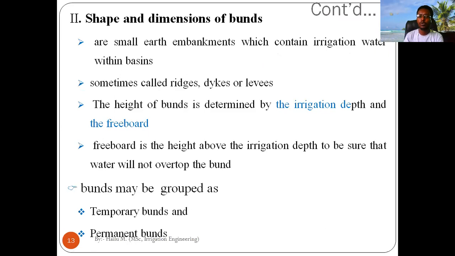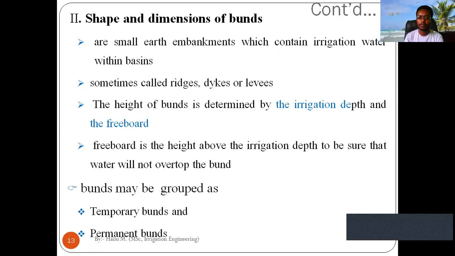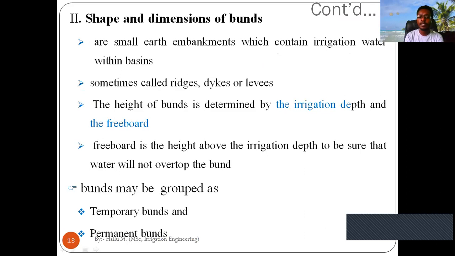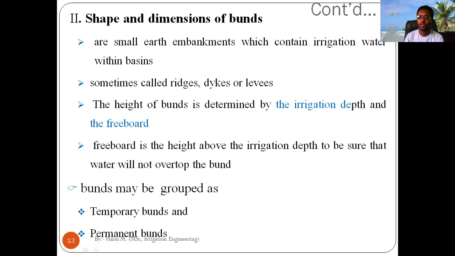Okay, let's come to the second step, which focuses on the shape and dimension of bunds. Bunds are small earth embankments which contain irrigation water within the basins. Sometimes they are called ridges, dikes, or levees. The height of bunds is determined by the irrigation depth and the freeboard. Freeboard is the height above the irrigation depth, to be sure that the water will not overtop the bund.